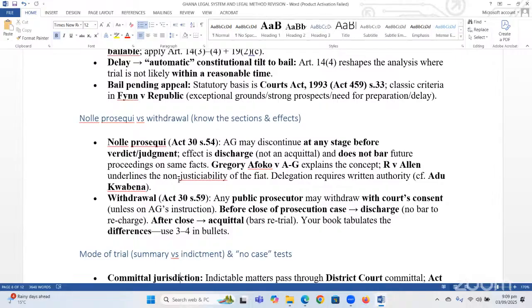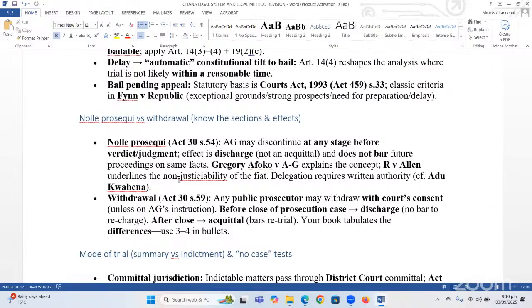So before judgment is given or before the jury has given a verdict in a trial, the Attorney General may enter a process known as nolle prosequi, simply saying that it is discontinuing the prosecution, it's not continuing the prosecution. And the effect of it is to discharge the accused person. And mind you, it does not acquit the accused person. The accused person is only discharged.